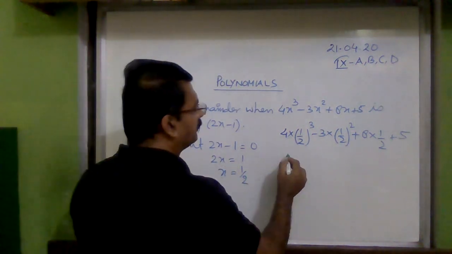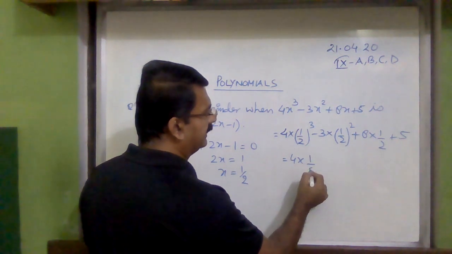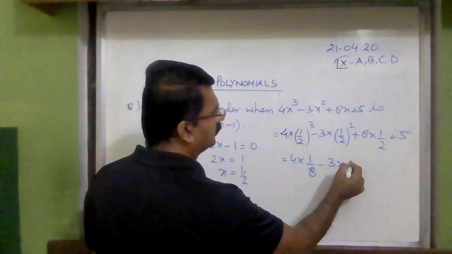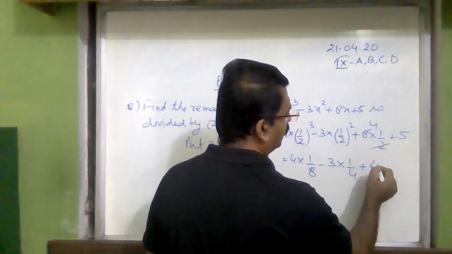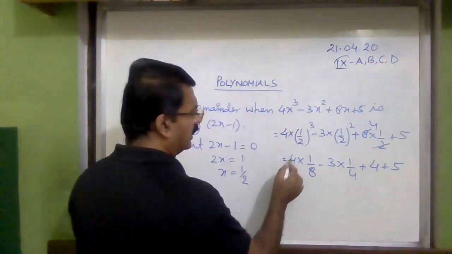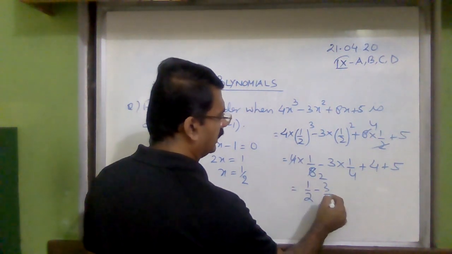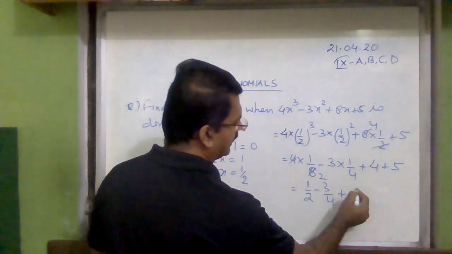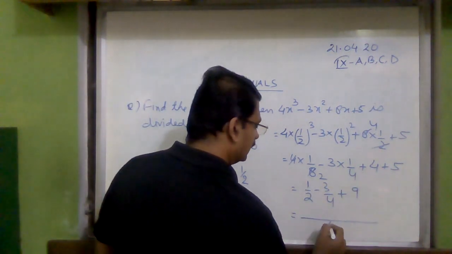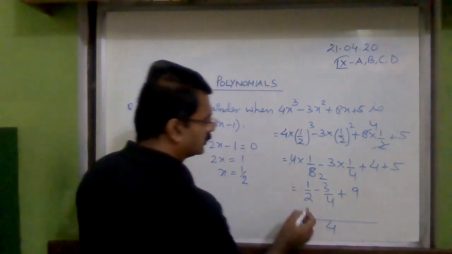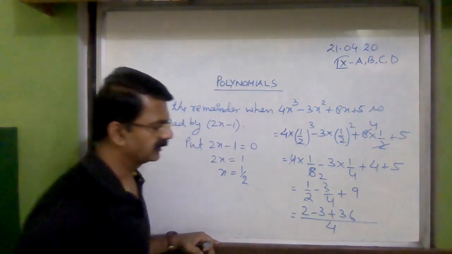Okay? Now see, 4 into 1 upon 2 cube means 1 upon 8, minus 3 into 1 upon 2 square means 1 upon 4. Here you can cancel it, it will be 4 plus 5. Now this is 1 upon 2 minus 3 upon 4 plus 9. 4 plus 5 is 9. Now you can see here, you can take 4 as LCM. So 2 minus 3 plus 36.